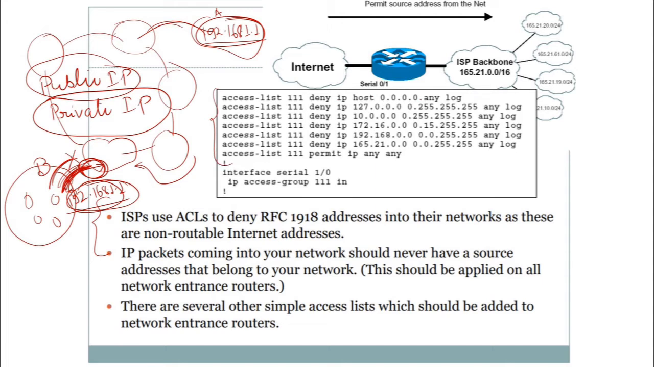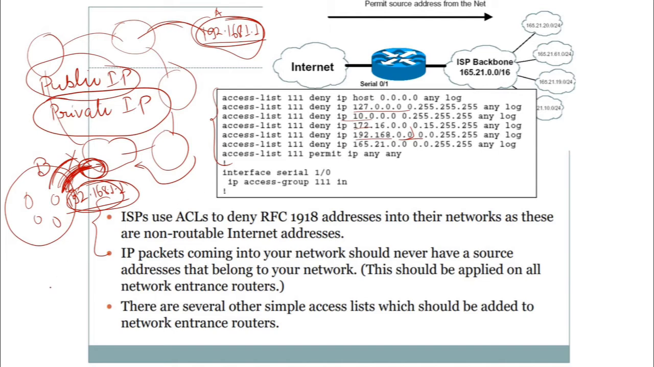Access list 111 deny 0 any log. 127.0.0.0 is a private IP range, so that's also denied. They deny all of these, you see 192.168, and all the ranges up to here are private IPs, so they have denied them. Whatever private IP is there in the ISP environment, whenever the ISP gives you a connection, they are going to deny the traffic initiated from you. So that's it for this ACL.